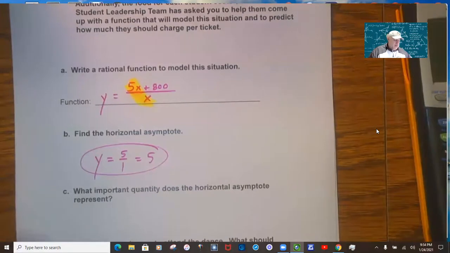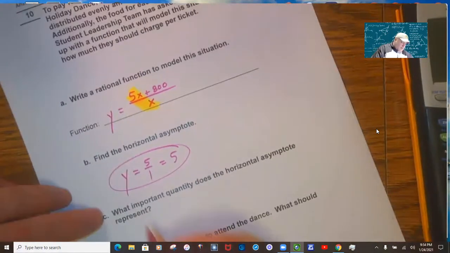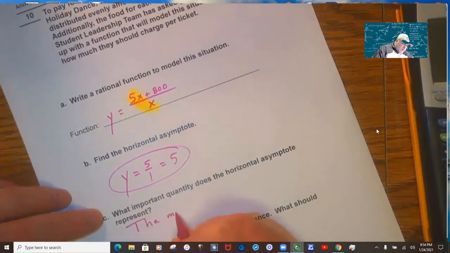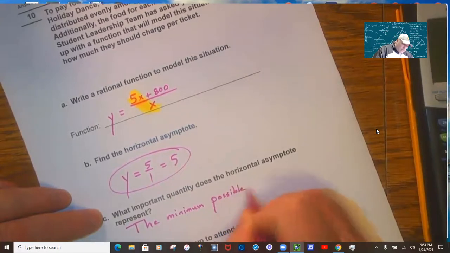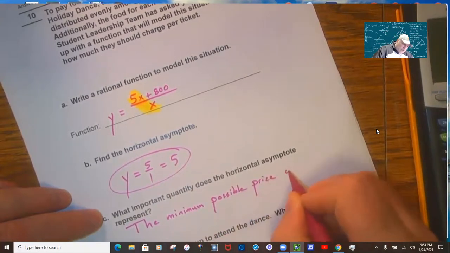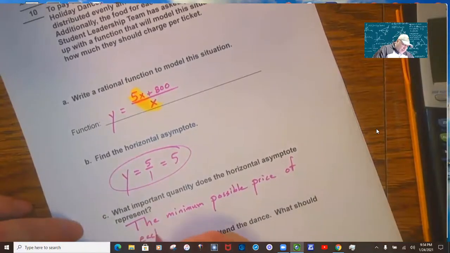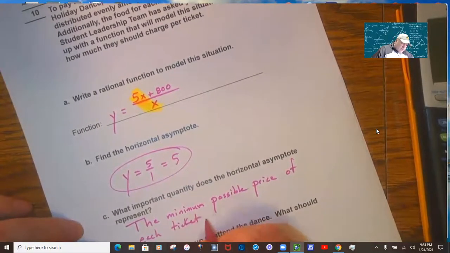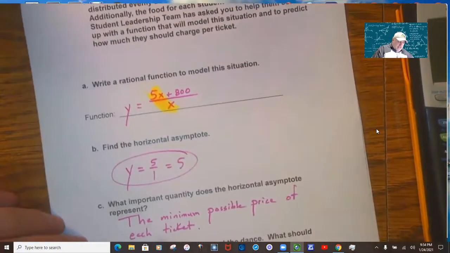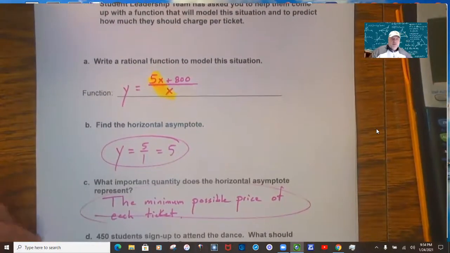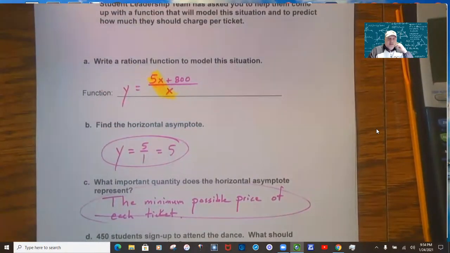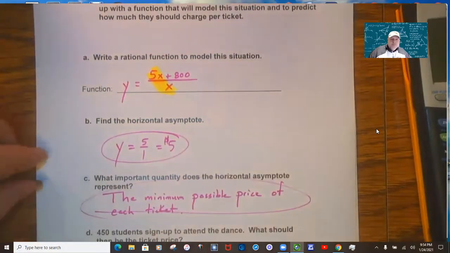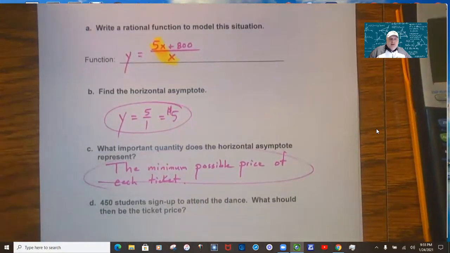Okay, what important quantity does this represent? So this is the minimum possible price of each ticket. It actually never gets there. So a horizontal asymptote is like when x is getting extremely large. So as more and more students decide to attend the dance, you'll get closer and closer to $5, but you actually will never get there.